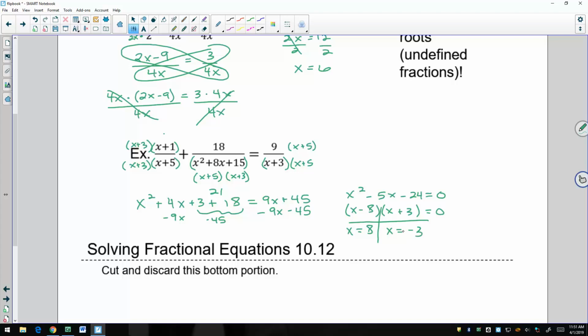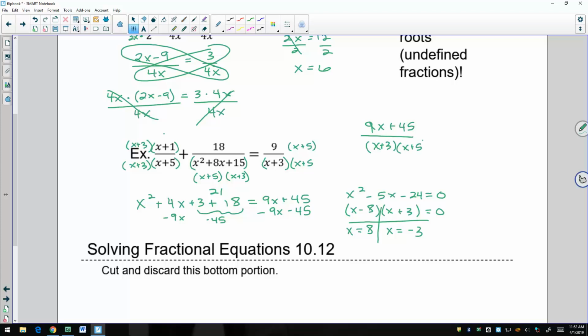And before you get all excited that you just got your two answers, you need to double check that when you plug those in, you don't get 0 on the bottom. I could care less what I get on the top, but if I get 0 on the bottom of a fraction, that's a big no-no, so you can't do that. Well, if you plug in negative 3 on the bottom, so let's check this side. That was 9x plus 45 all over x plus 3 times x plus 5.